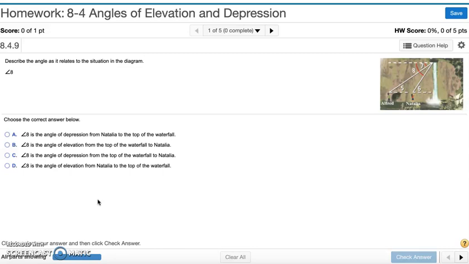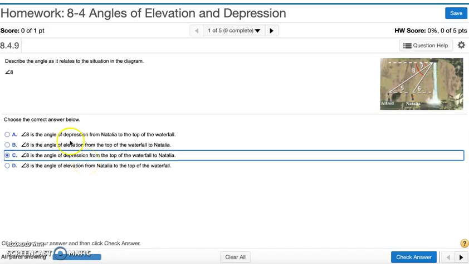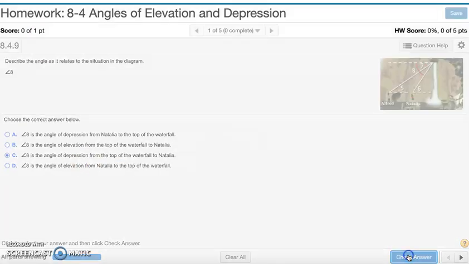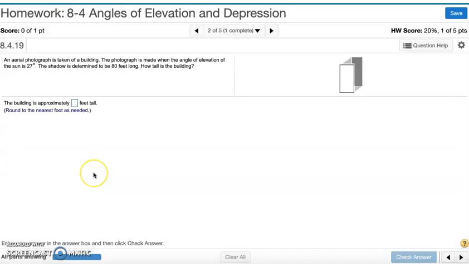Number 1. Describe the angle as it relates to the situation in the diagram. So angle 8 is looking downwards. Downwards is the angle of depression. So we're going to say it's the angle of depression from the top of the waterfall to the tally. You're looking down. And that's number 1.